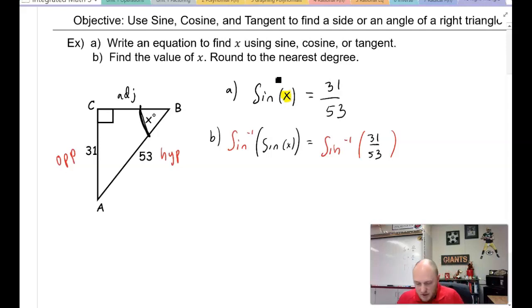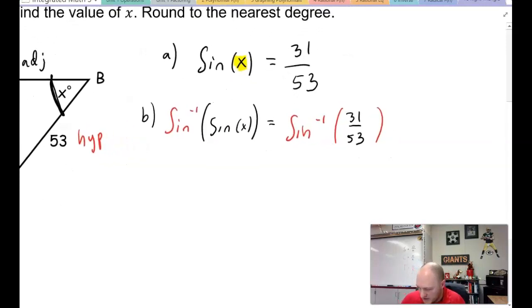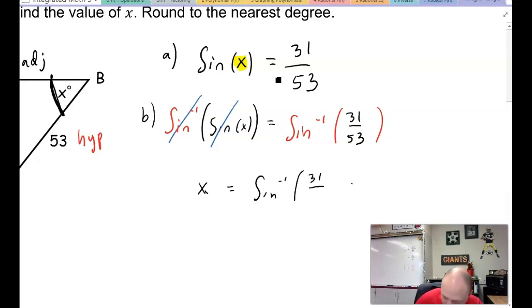And I am going to cancel these. So these cancel, and we get x is equal to sine inverse of 31 over 53. Now, some people can jump straight to this equation. I know I want to solve for an angle, and I know I'm given opposite and hypotenuse, so the angle is the inverse sine function of 31 over 53. So you can do that, and then we're going to go to our calculators.